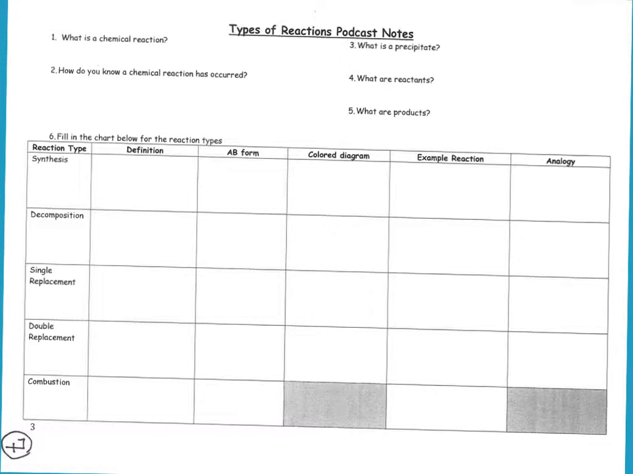Right, types of chemical reactions. In chemistry, we learned four major types of chemical reactions. But what is a chemical reaction? Now, I'd like to introduce you to this word: rearrangement.